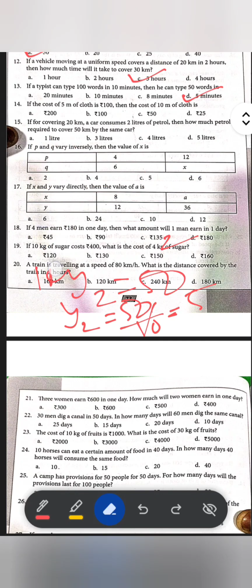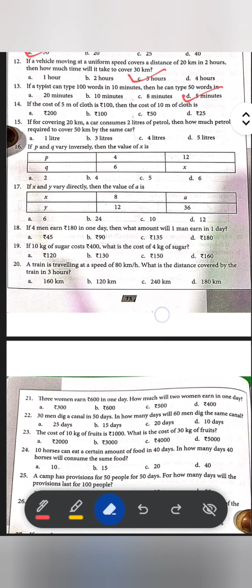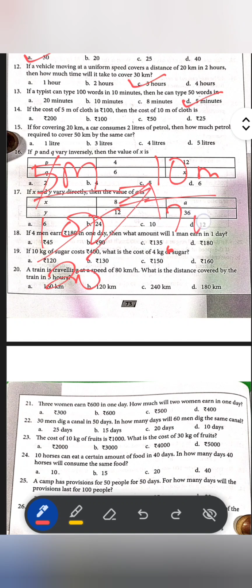Now come to question number 14. So let's check that one. Question number 14, what is written? If the cost of 5 meters of cloth is 100 rupees, then the cost of 10 meters of cloth: the more meters you buy, the more you have to pay. So here, 5 meters of cloth is rupees 100. So 10 meters of cloth is equal to how many rupees? That is 5 20s are, and then now do the cross multiplication. So you will get y2 is equal to 20 into 10, that is equal to 200. So here the answer is rupees 200, question number 14. Now come to question number 15.